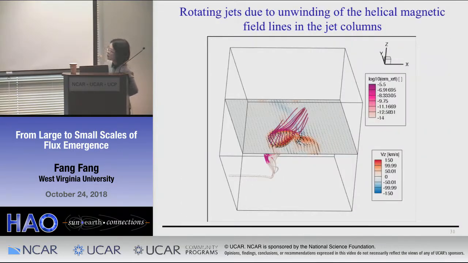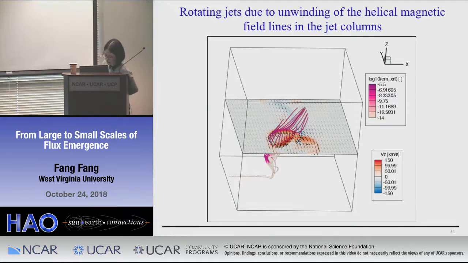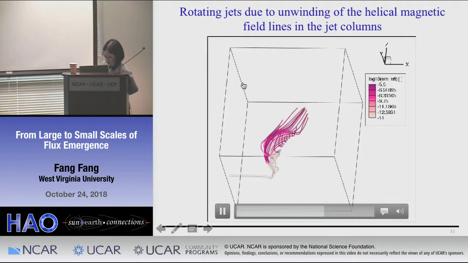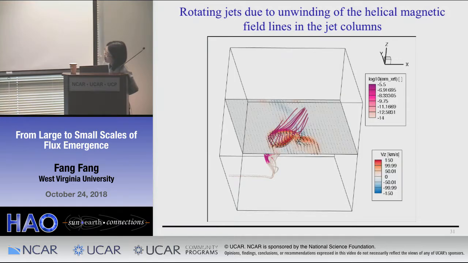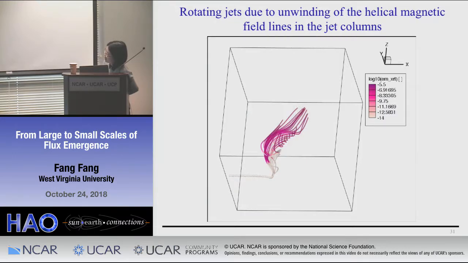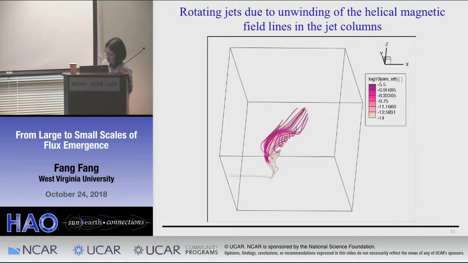And this is a study done by Yuhong and an REU student, where they calculated the emission profile in this jet column. So you see that the plane is showing you the vertical velocity of the jet column, and the color on the lines is showing you the emission. So you see that it's cylindrical. It's the outer shell of the jet that has a strong emission, and also it's outflowing. So it matches well with the observed property of jet columns.